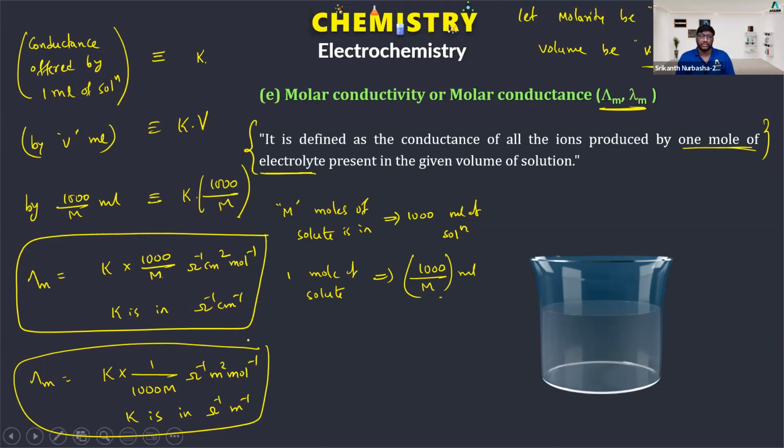Understood the logic or not? Molar conductivity is equal to K into 1000 by M, in ohm inverse centimeter square mole inverse. That is the unit when conductivity is in ohm inverse centimeter inverse. If conductivity is given in ohm inverse meter inverse, then you have to use K into 1 by 1000 into molarity, in ohm inverse meter square mole inverse. That is going to be the respective unit, right?